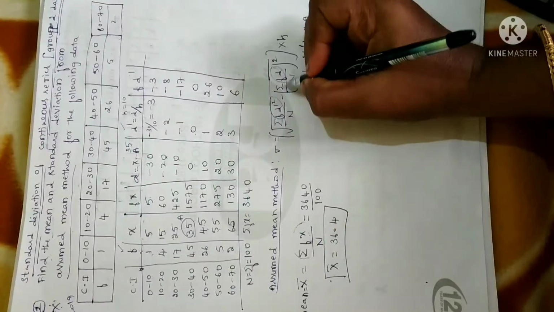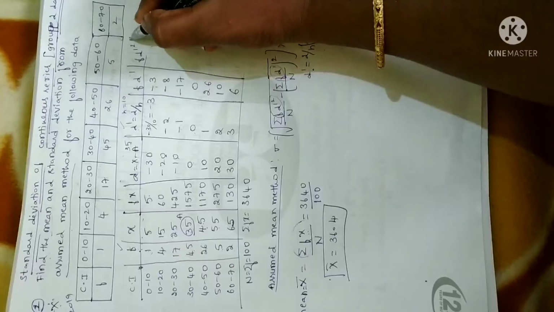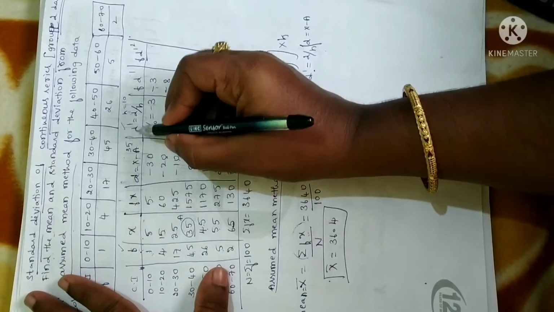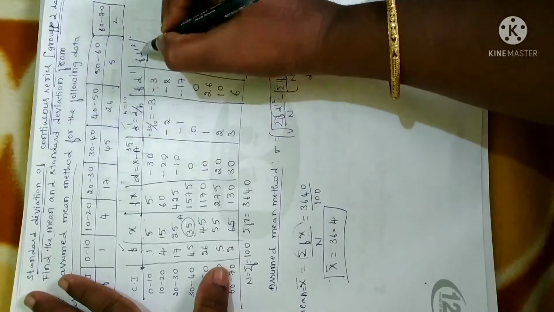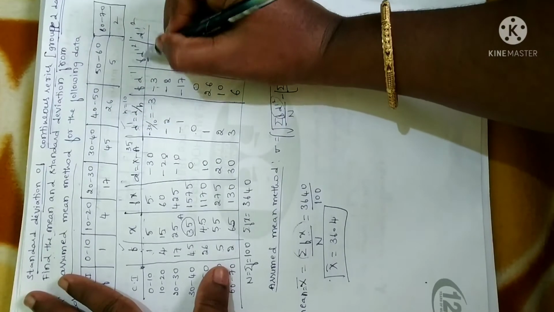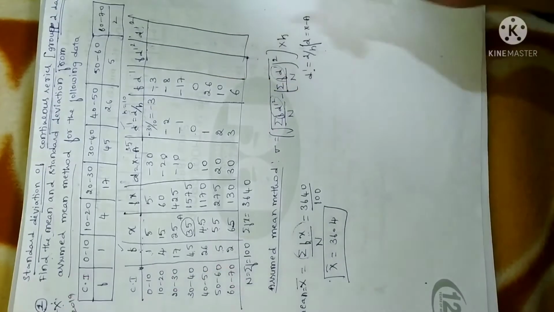Now let me calculate f into d dash square. Before calculating f into d dash square, what is required? We don't have d dash square, we have d dash. So let me calculate d dash square here. If you want, you can calculate this column first, afterwards you can write. It's up to you. Whatever method you want, you can follow.